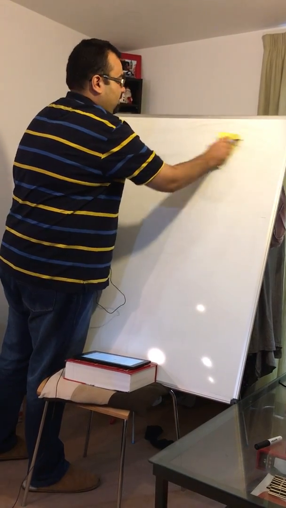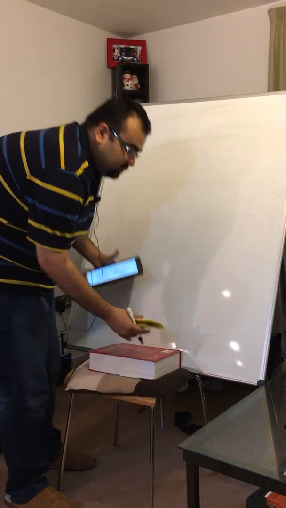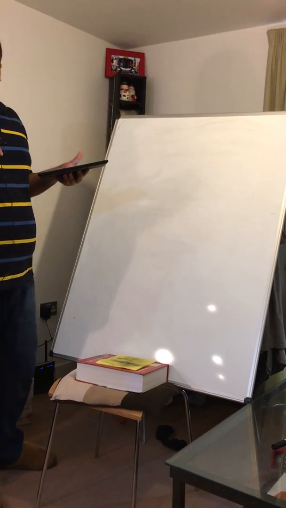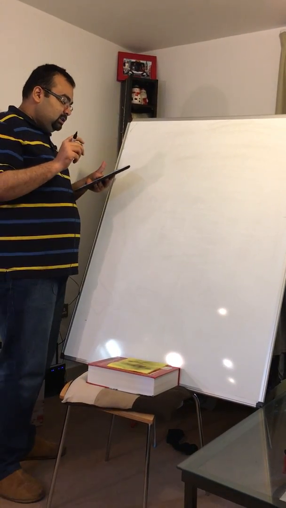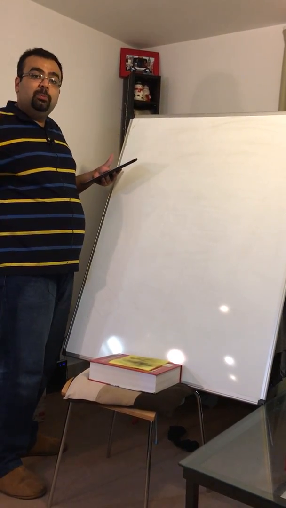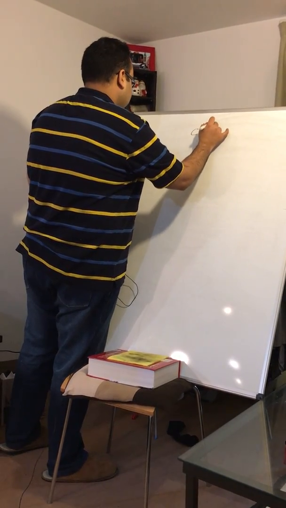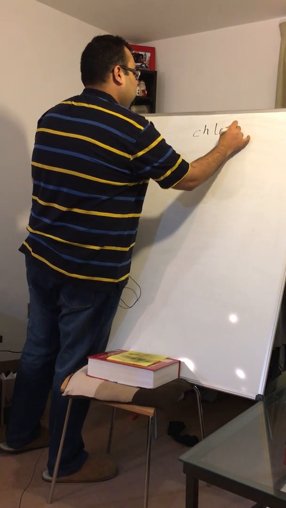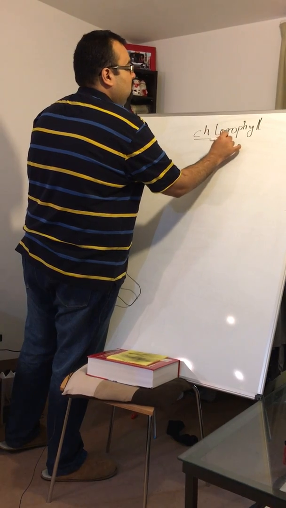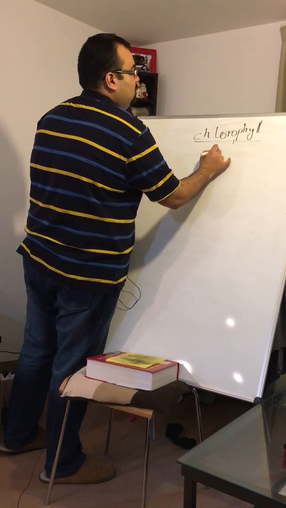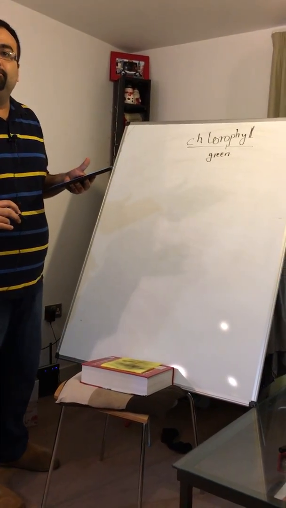So what have we discussed so far? We have discussed that the plant factories are located in the green colored parts. Now, where does that green color come from? The green color comes from, now you need to cram this, it's from chlorophyll. Chlorophyll gives the green color to the leaves or to the stem.